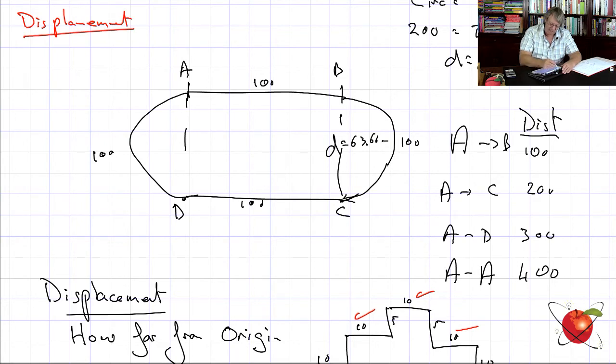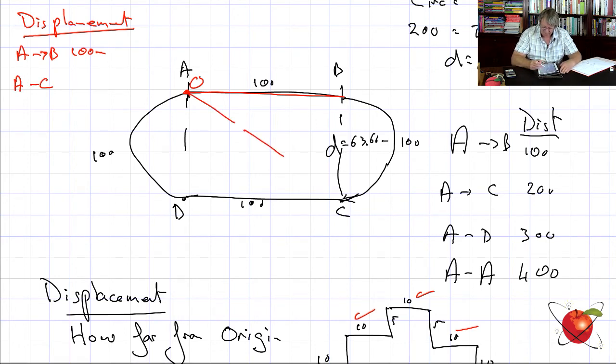Okay? Let's go A to B. My displacement, this is my origin. My displacement is 100 meters. Okay? Now, I've now gone to C. Where am I? I'm now over there. So this is my displacement.